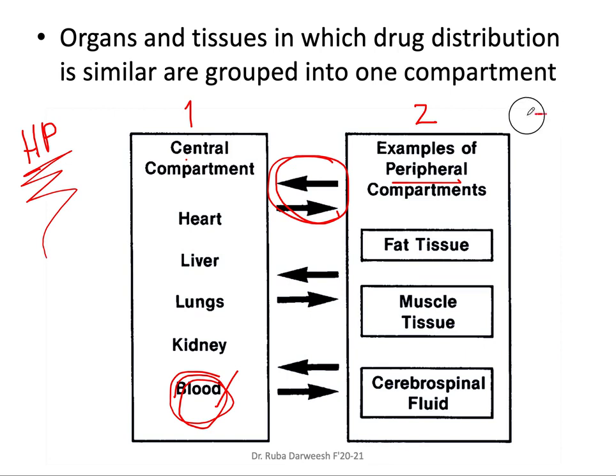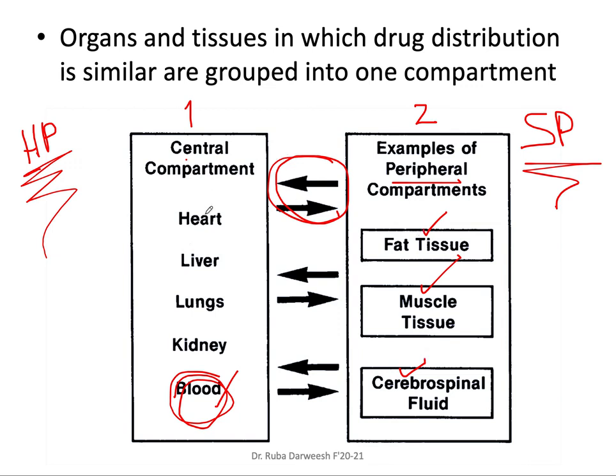In the peripheral compartment, we usually have slowly perfused organs, in which the blood takes time to distribute. Accordingly, the drug needs more time to distribute, so the duration of the distribution is longer to those organs. So the equilibrium of distribution to those organs is longer. Examples of those slowly perfused organs: fat tissue, muscles, and cerebrospinal fluid.